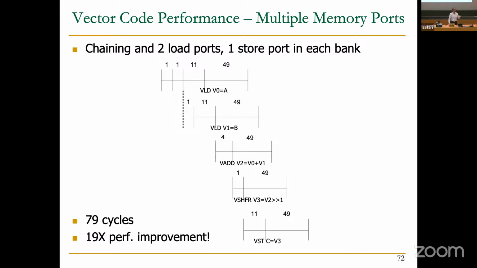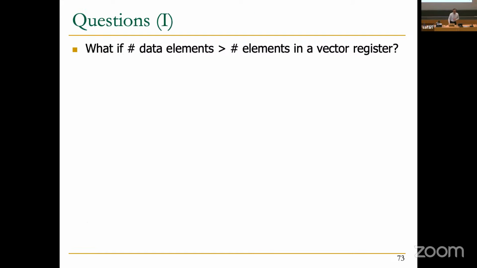Okay, so this is the advantage of vector processors, as you can see. Large performance improvements and large efficiency improvements. Now let's tackle some questions that make programming a bit harder also. So what if the number of data elements is greater than the number of elements in a vector register?